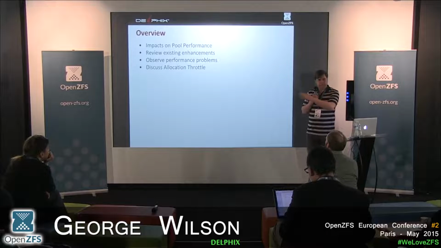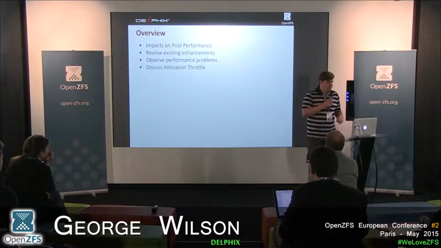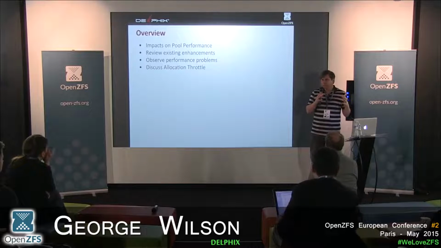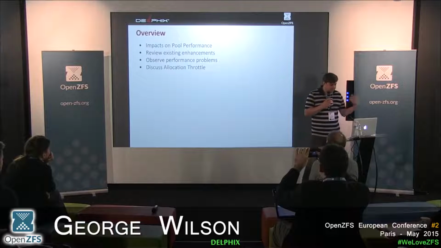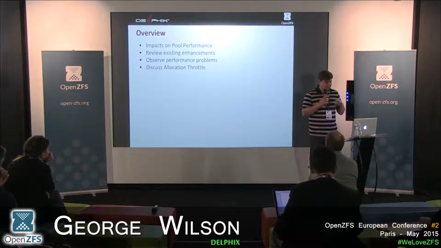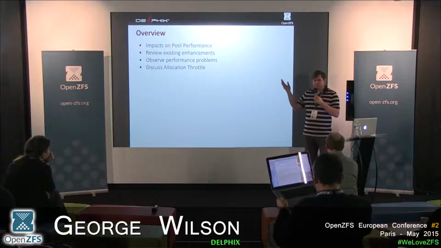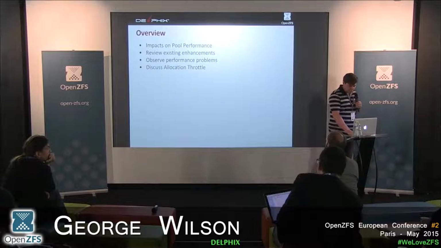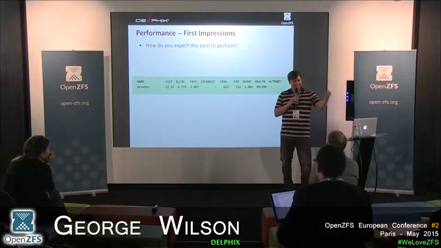So we'll look at how pool performance can be impacted, what is out there today, what are things that we've already done, and how they improve things. Then we'll take a closer look at performance problems and talk a little bit about this thing that Matt mentioned, which was the allocation throttle. So let's start. Everybody get excited.